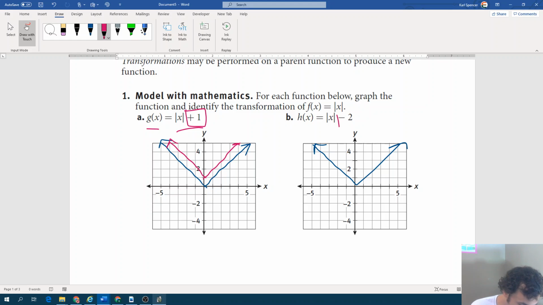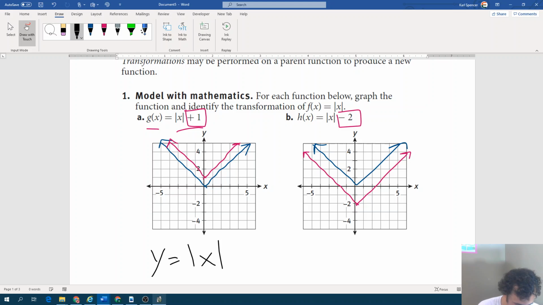Same deal over here, that minus 2 in the equation. What is that minus 2 going to do to our graph? Well, that minus 2 is going to shift everything down 2 points. So the graphs are now going to look like that.